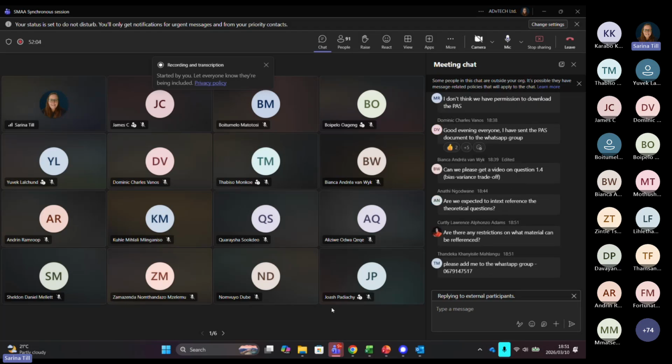Are there any restrictions? No, there is absolutely not a single restriction on what material can be referenced. You can reference anything, websites, YouTube videos. I think someone was going to share the referencing guide, did they? Dominic, was that you? I shared the referencing guide on the WhatsApp group. I wasn't able to send it on the Teams chat. Okay, so just use that referencing guide and you guys will be absolutely fine.